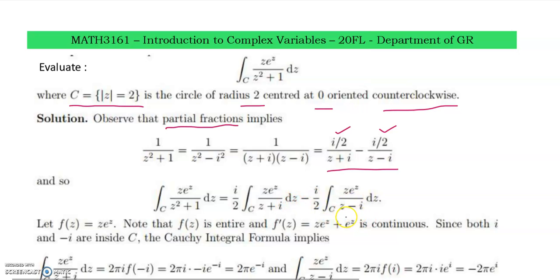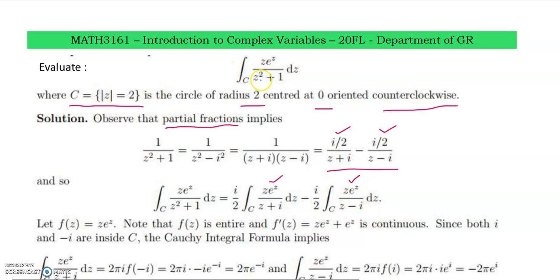Okay, 2 parts. Now what is the function in each integral you have to identify? That is z e power z, z e power z. How do we identify z e power z? Because this point z is minus i here. You see minus i, definitely this is inside the circle, because the radius is 2 and the center is 0. But this is minus i, definitely inside, and here this is plus i, definitely inside.